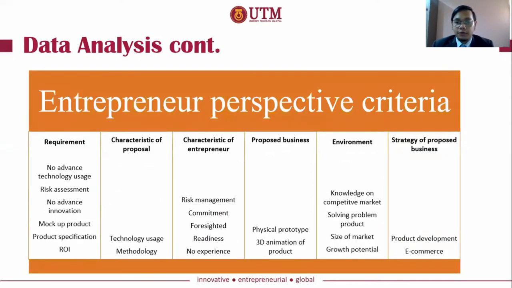For the entrepreneur perspective criteria, in the requirement aspect, entrepreneurs state 6 criteria. In the characteristic of proposal, entrepreneurs state 2 criteria, and characteristic of entrepreneur states 5 criteria. For the proposed business, they state 2 criteria. For the environment aspect, they have 5 criteria, 4 criteria, and the last aspect, strategy of business, states that it has 2 criteria.